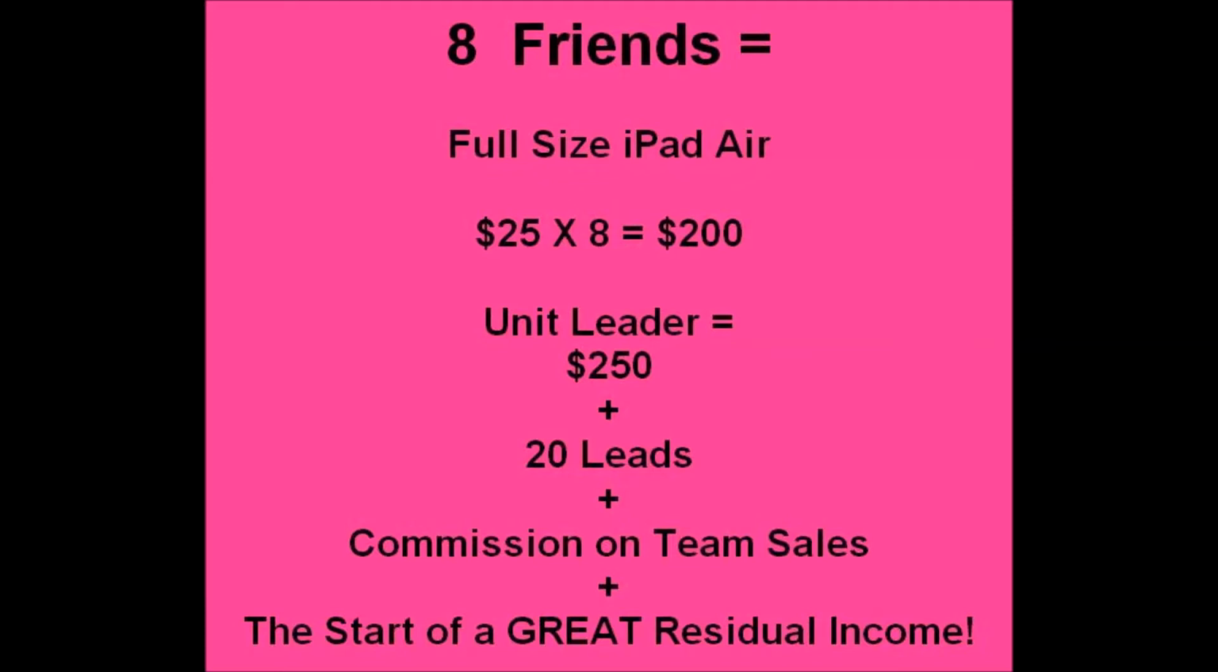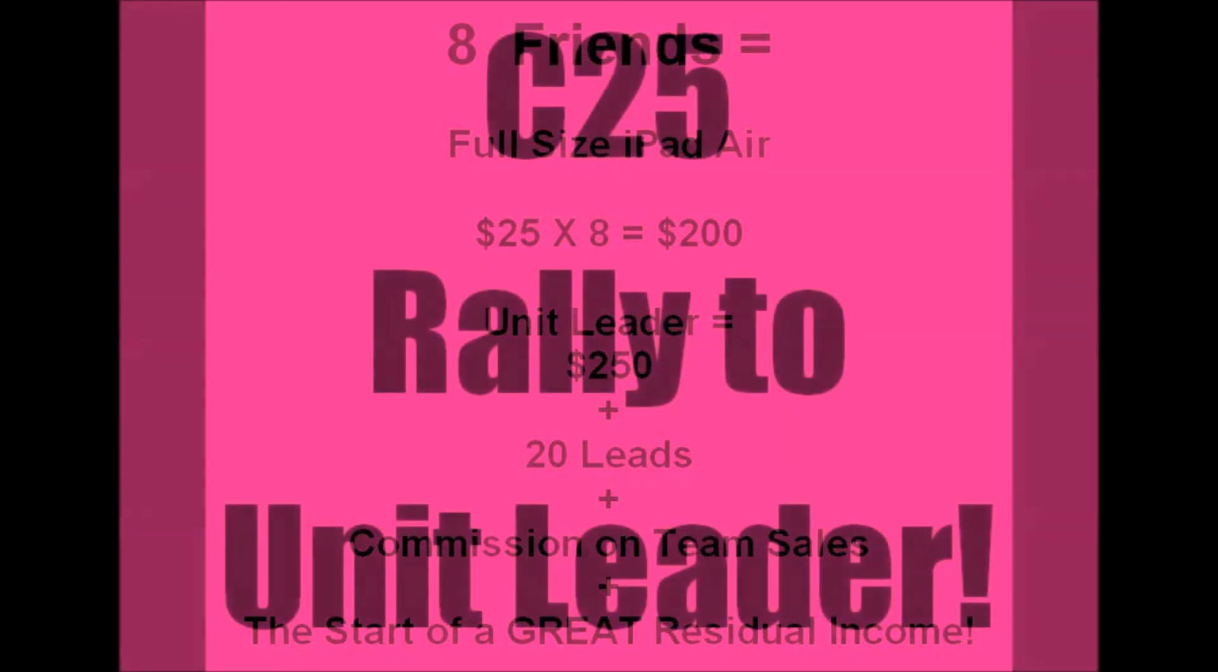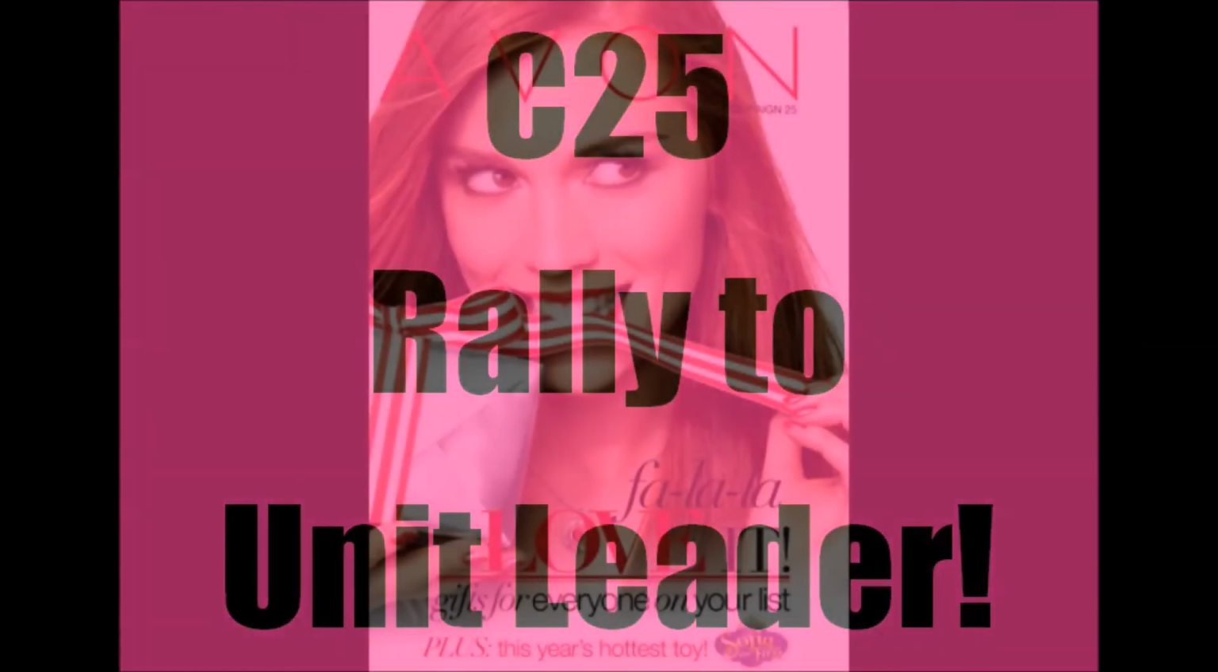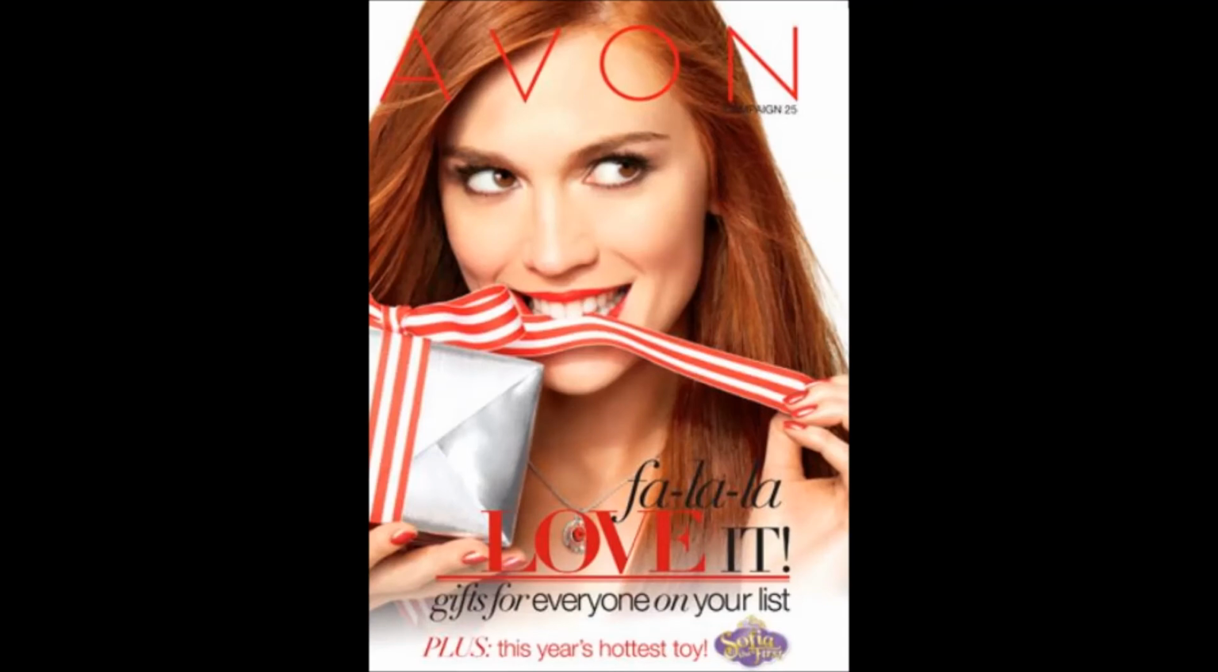So what I've decided to do is put a group together of people that are interested in making unit leader so that they can continue that residual income from their Avon business. I've set a time frame, which is campaign 25, and it seems quick, and it is quick. We are already right in the middle of campaign 24. Some people are already selling for campaign 25. But I picked it because if we miss 25, we still have a cushion for campaign 26.